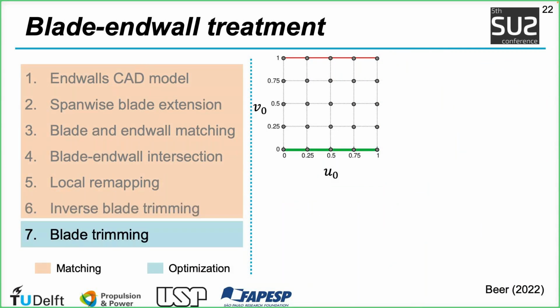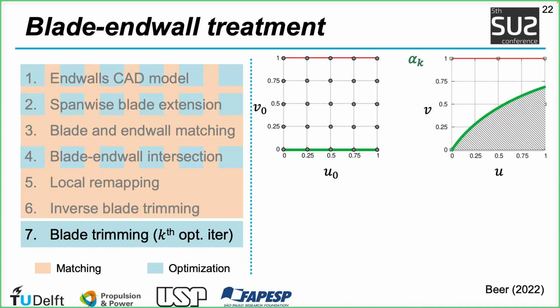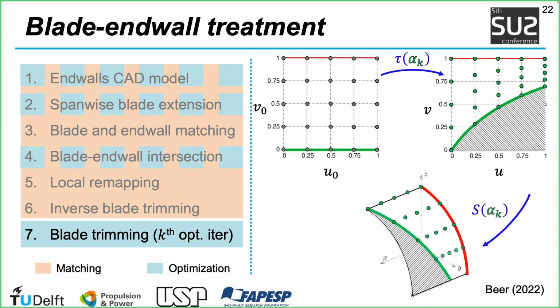And how to do that? Well, let's talk about the blade trim. So we had these U0, V0 points, which were obtained from the matching procedure. We have a design variable alpha k at the kth iteration of our optimization. We first have to do step 1 over there, the end walls CAD model. We had to do step 2, the spanwise blade extension, and also step 4, the blade and wall intersection, to calculate the intersection curves. And once we calculate the intersection curves, we would obtain a curve more or less like this. And then we can map each one of the points from there to here. We would end up with a geometry more or less like this.